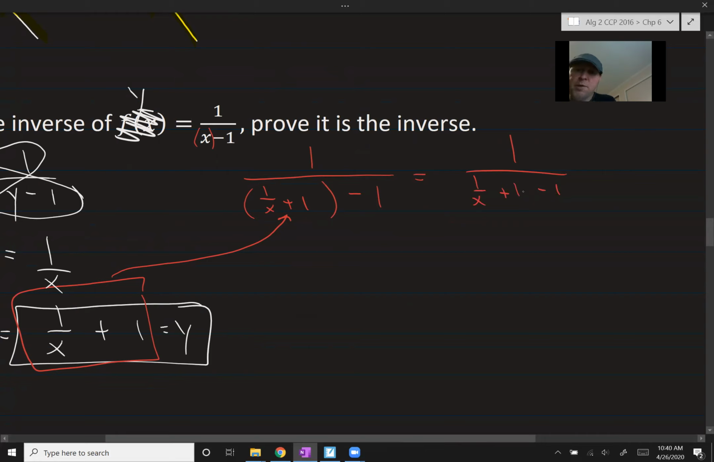So what's positive 1 minus 1? That's gone. So what's 1 over 1 over x?